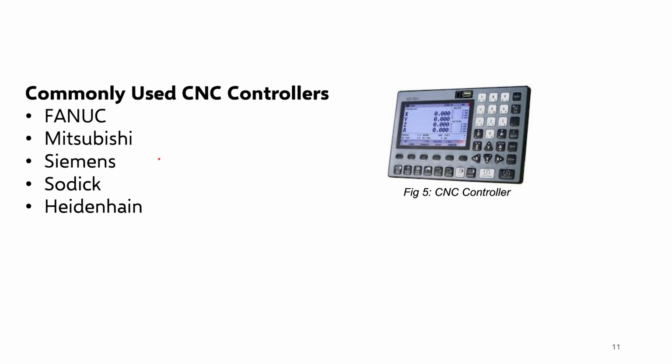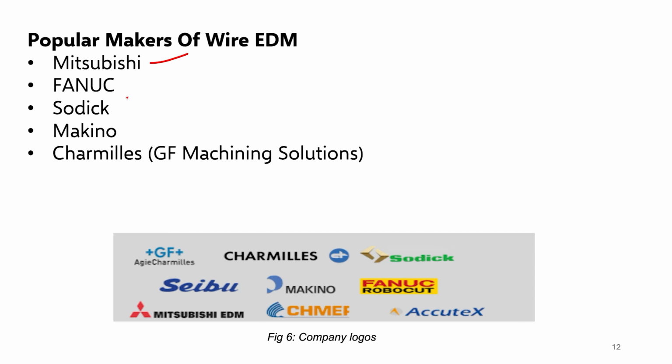The commonly used CNC controllers are Fanuc, Mitsubishi, Siemens, Sodick, Heidenhain. Each has its own properties. And the popular makers of wire EDM are Mitsubishi, Fanuc, Sodick, Makino, and Charmilles. Charmilles is usually termed as GF Machining Solutions. Here you can note it.